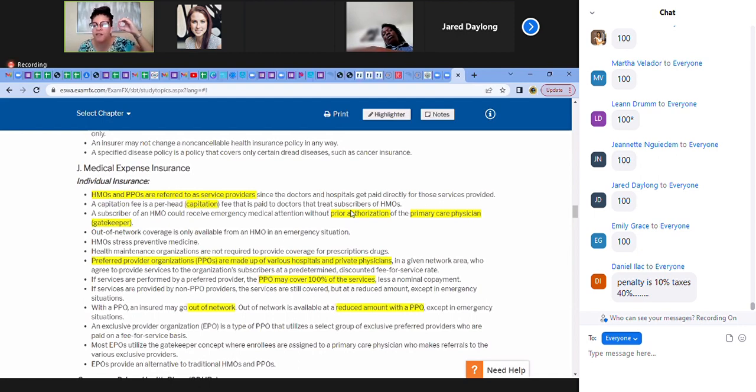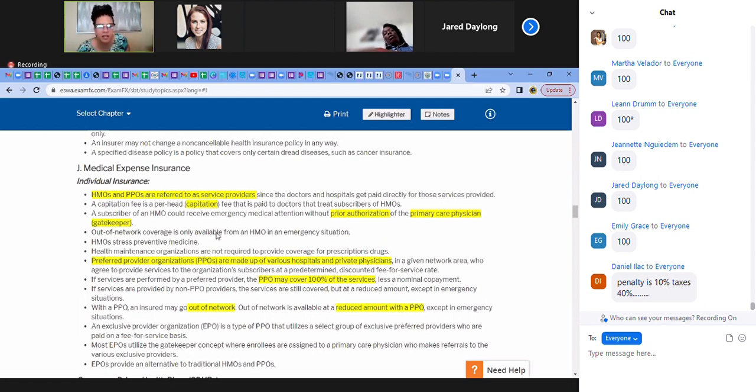So if you ever see a doctor, get labs, get testing, or do anything, and you don't have prior authorization, they're going to pay $0, even if you were right. Doesn't matter. Here's the scenario of having the PPO.